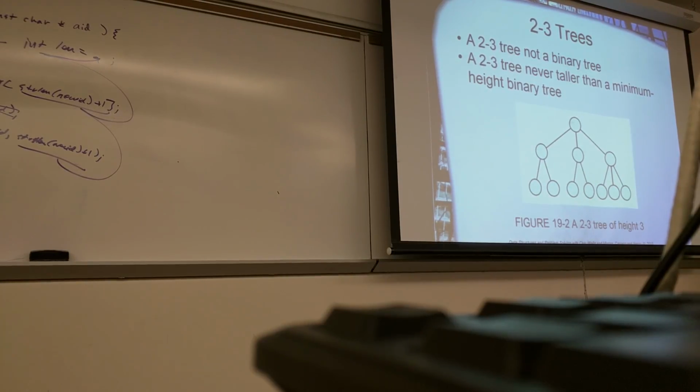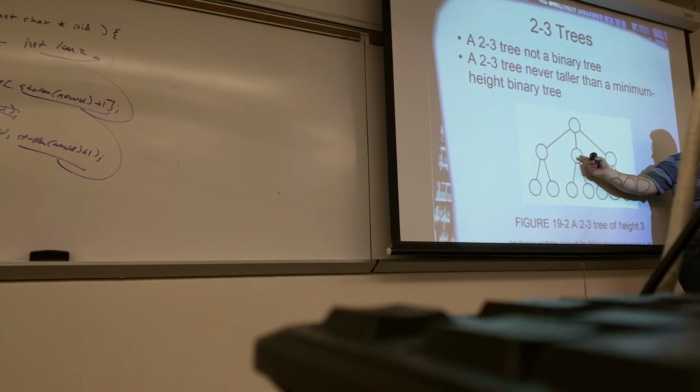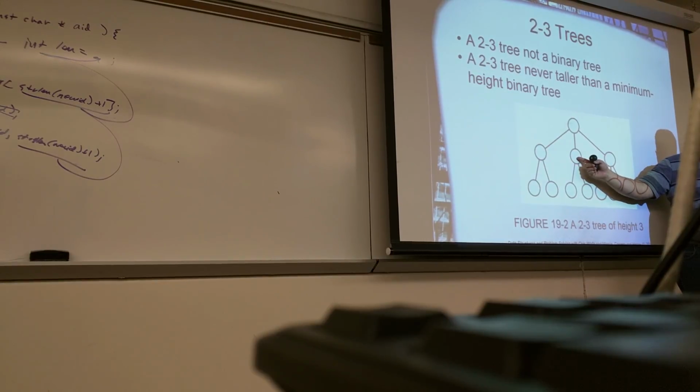For a 2 node, and this confuses me all the time, a 2 node has one value, but it has two children. So the 2 node gets its number from the children, not from the values. So in this case, I would have one value in here. Everything over here is less than this. Everything over here is greater than this.